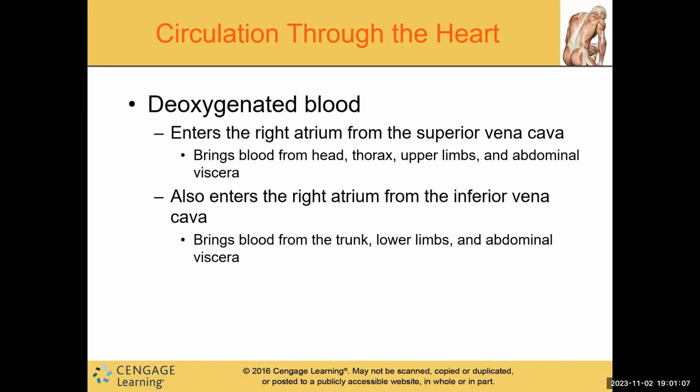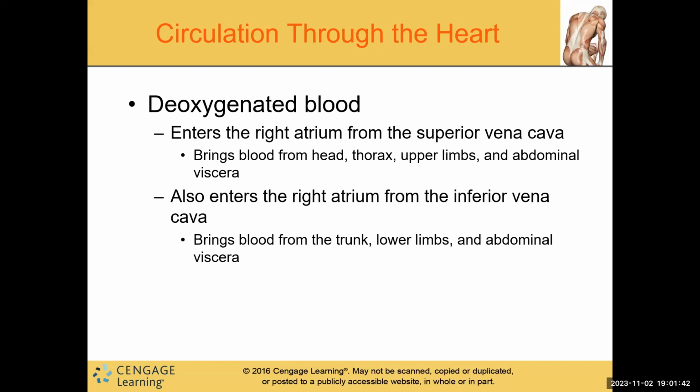So circulation through the heart. Deoxygenated blood, blood that contains carbon dioxide that's been through the body and has other waste products in it, enters the right atrium from the superior vena cava. It's a large vein. It brings blood from the head, thorax, upper limbs, and the abdominal viscera. The abdominal viscera means organs.